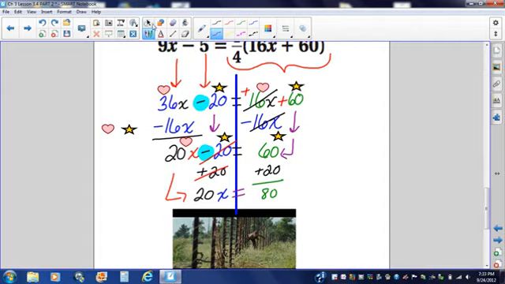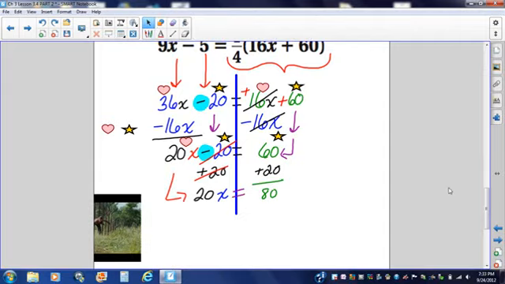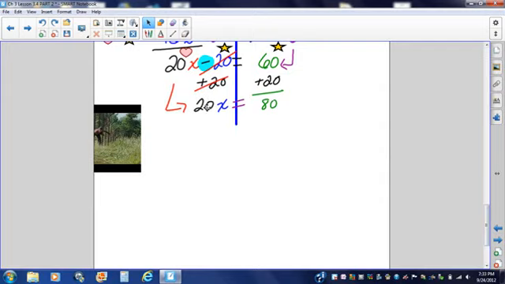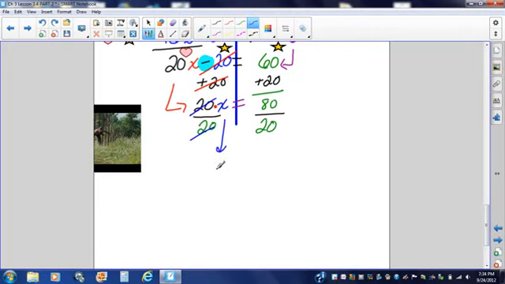Now, easy peasy, we've been working on this for a while. When the coefficient is touching the variable, that means multiplication. I'm going to do the inverse, which is division. I'm going to divide both sides by 20. These will cancel. Bada bing, bada boom. I'm left with x equals 4.